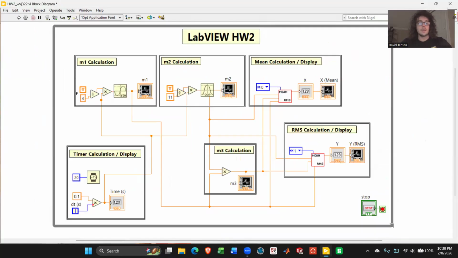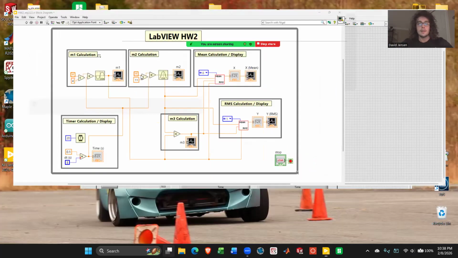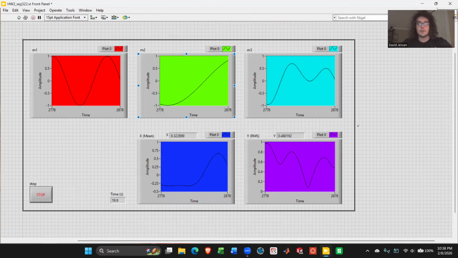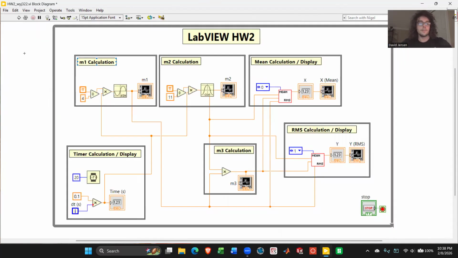Going back to the main VI, here is our block diagram. It has each of our calculations and evaluations segmented off. It's nice and clean and easy to see. And then we have our front panel here that contains each of the plots, along with numerical displays showing the values, and a time block, which counts up as each iteration occurs, and then a stop button where we can terminate the execution of the program.